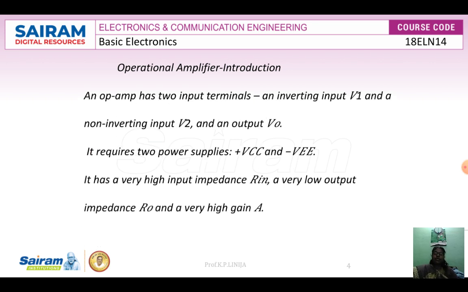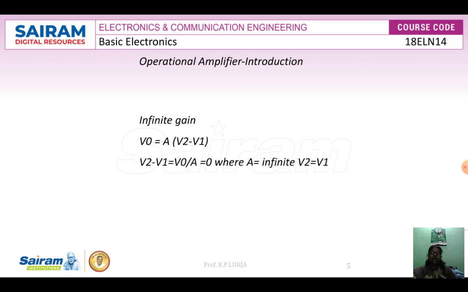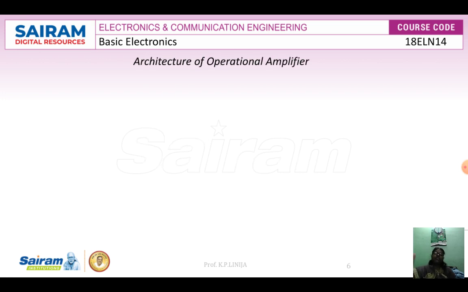Let us discuss the infinite gain. The operational amplifier has infinite gain, that is the output V0 is equal to the gain of the amplifier A into the difference between the two input voltages, V2 minus V1. So now we know that V2 minus V1 is equal to V0 by A, so it is equal to 0, where A is infinite, when V2 is equal to V1.